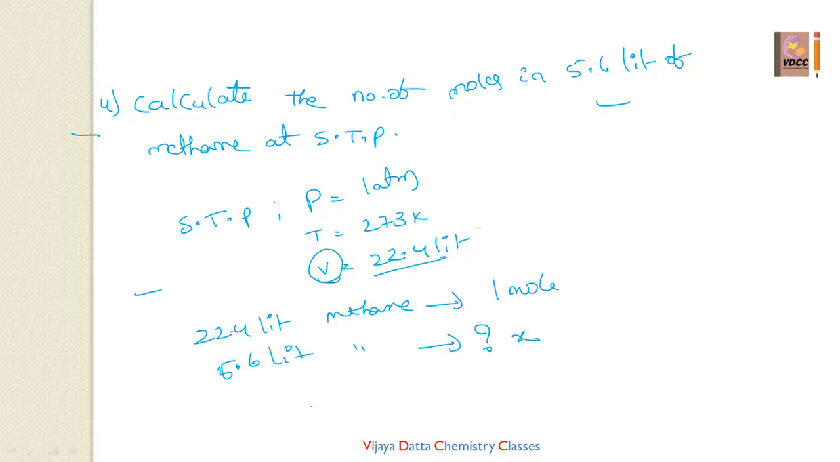Assume it is x, then x equals 1 into 5.6 by 22.4. 5.6 by 22.4 is exactly 56 by 224, which is exactly 1 by 4, since 56 fours are 224. So 1 by 4 is 0.25 moles. So like this, using STP conditions also we can do this type of problems.